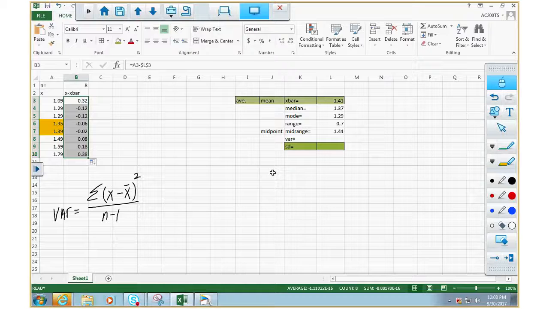I'm sorry, I'm not asking questions right now. I'm off the clock. What'd you say? Because, yeah, x is 1.09 minus 1.41.